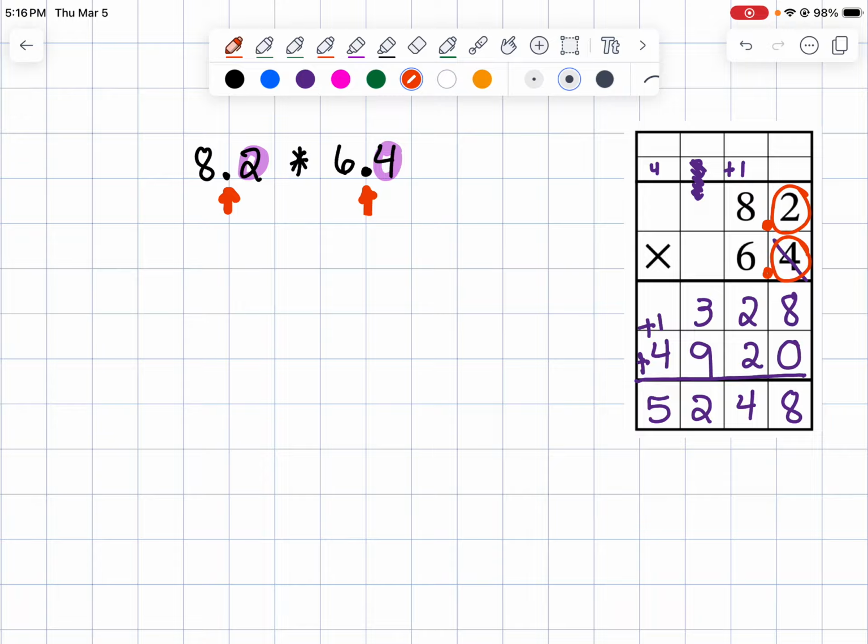Now, I need to figure out where to put that. So when I go look at my answer, I don't see a decimal point. If I don't see it, that means it's all the way at the end on the far right. I'm going to move 2 places, 1, 2, place my decimal point, and my final answer would be 5, 2, decimal point, 4, 8, or 52 and 48 hundredths.